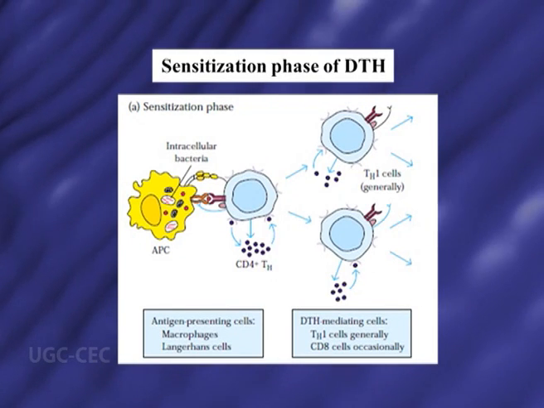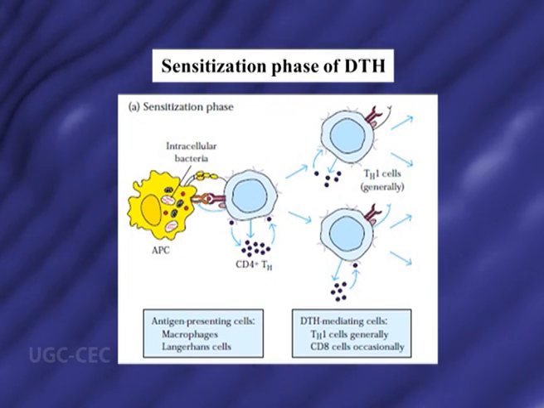Now, I will tell you about the fourth type of hypersensitivity, that is type 4 hypersensitivity or delayed type hypersensitivity. Delayed type hypersensitivity has two phases, the sensitization phase and the effector phase. This type of hypersensitivity is mainly seen in the presence of intracellular bacteria or viruses. That means bacteria and viruses which reside inside the cell, where antibodies cannot act or reach. At that time, delayed type hypersensitivity is seen.